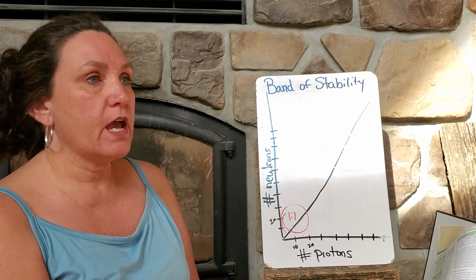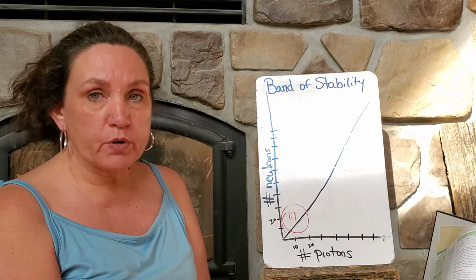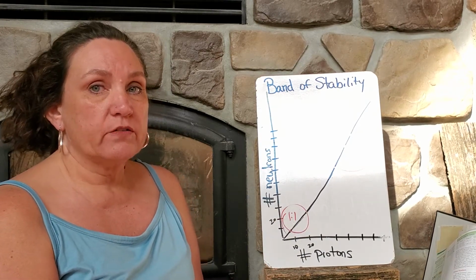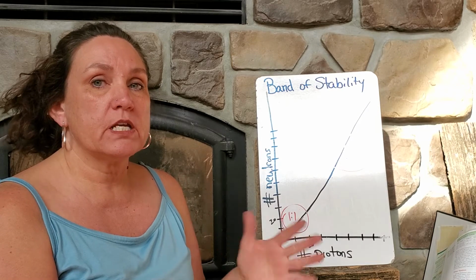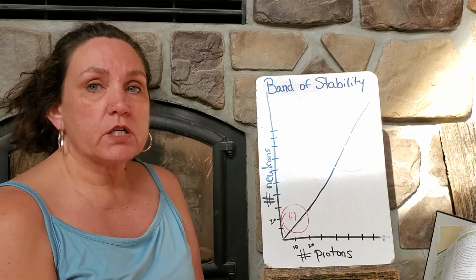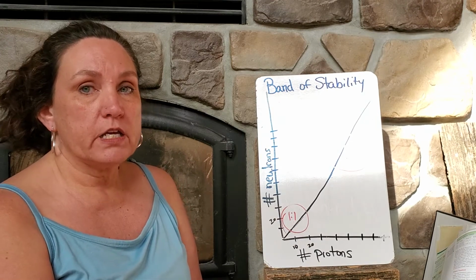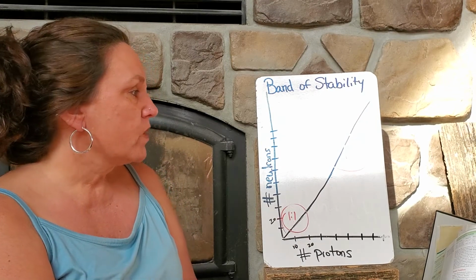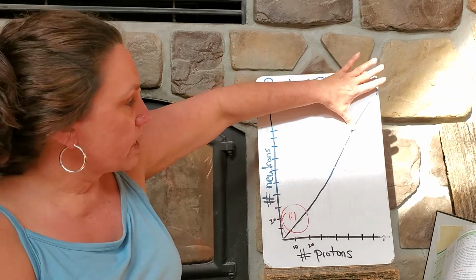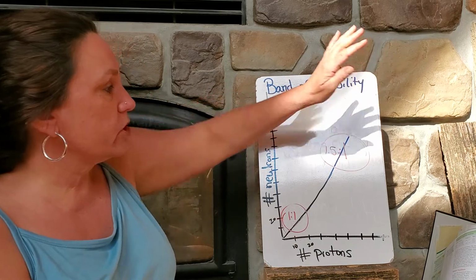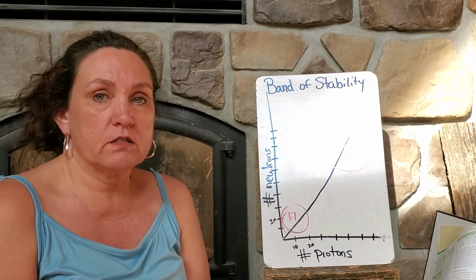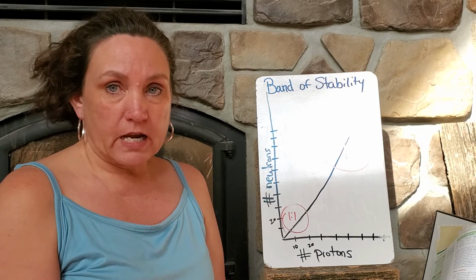So if we had a situation where we had 80 protons, we would need 1.5 times that of neutrons to make it stable. So we'd need approximately 120 neutrons to go with 80 protons to make it stable. You do reach a point, and I probably should erase part of my line, but you do reach a point at which no number of neutrons is going to make it stable.